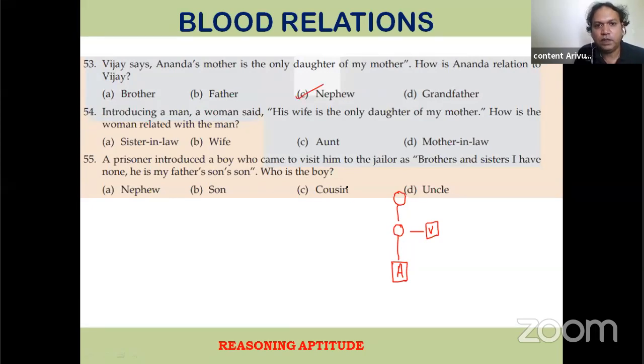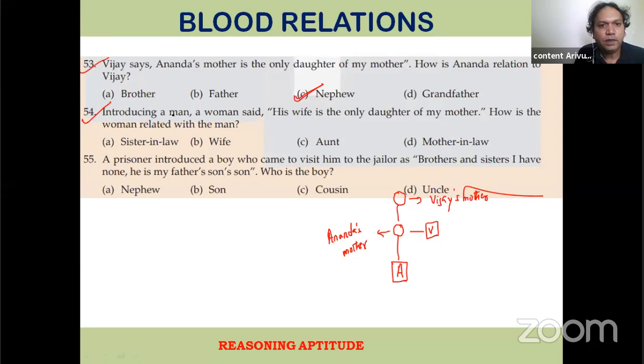This one we can solve by the family tree itself. This person is Ananda's mother, and this person is Vijay's mother. So Vijay's mother has only one daughter who is Ananda's mother. So who is Ananda? Ananda is nephew of Vijay. Now question 53 is done. 54.